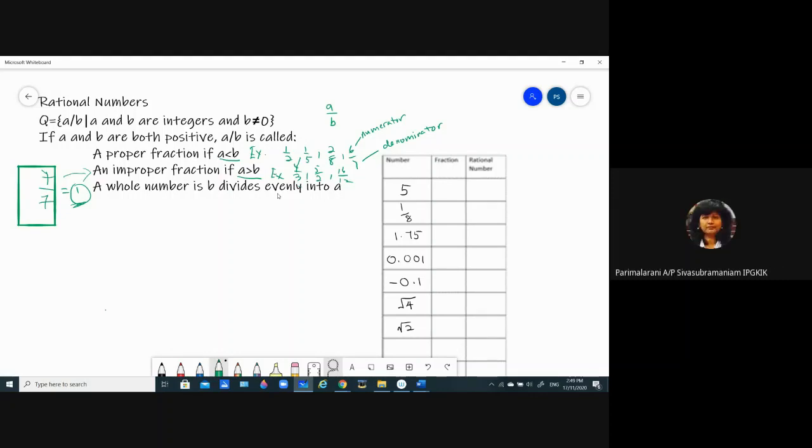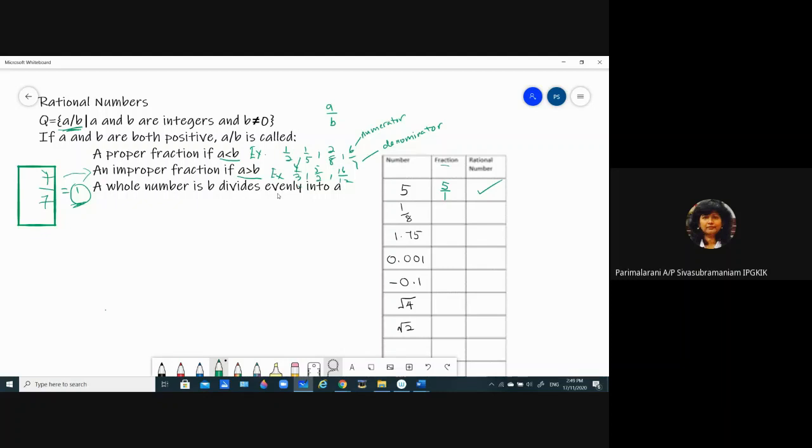You must check this. This is our definition, a over b. So ask yourself, can you write 5 in the form of a fraction? How do we write 5 in the form of a fraction? 5 over 1. Yes, 5 over 1. This is a fraction. So because you can write it in the form of a fraction, it is a rational number. If you cannot write it in the form of a fraction, then it's not a rational number.